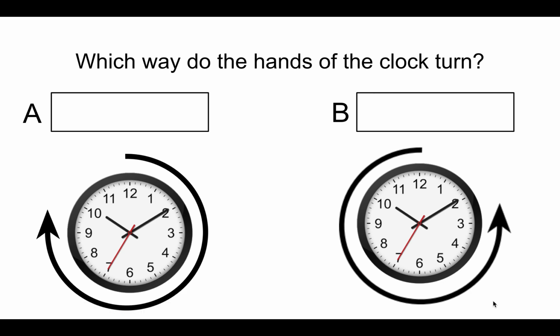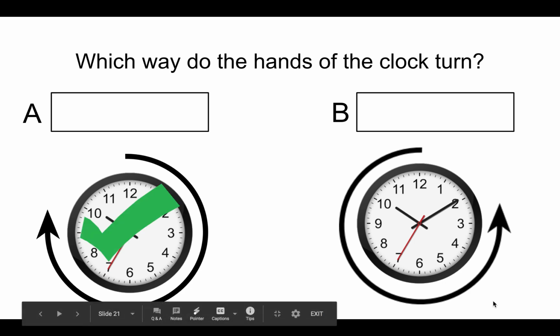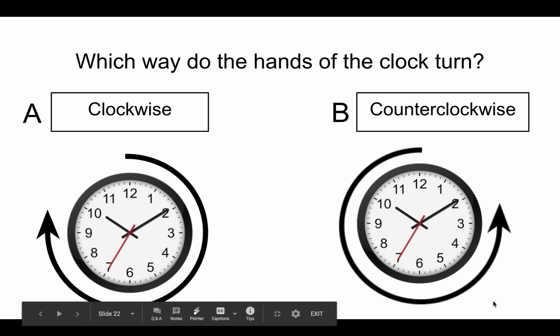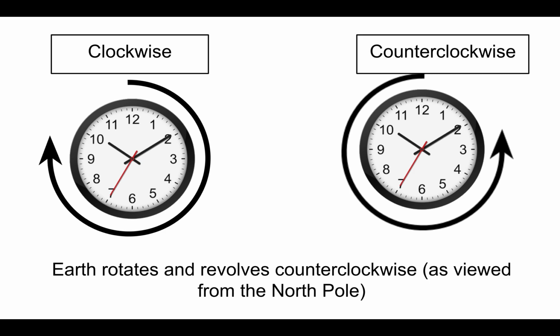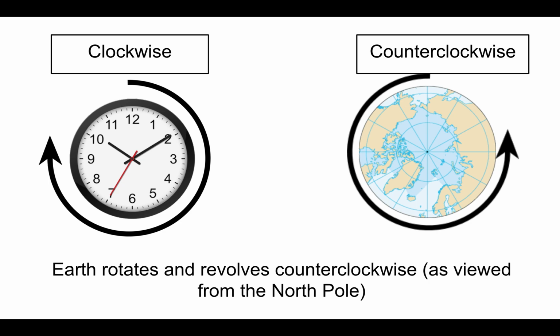But which way do the things in our solar system spin? The Earth, the Sun, and the Moon. First, let's have a reminder of which way the hands of the clock turn. So the hands of the clock turn in this way, and so that's why we call A clockwise and B counterclockwise. Our Earth and our Sun and our Moon all rotate and revolve counterclockwise if we look from the North Pole. So if we look from the North Pole, it will spin counterclockwise.